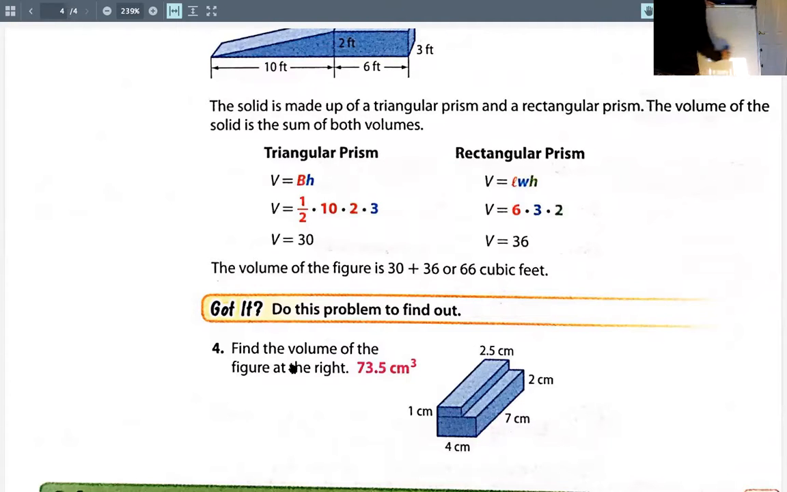You can use volume for a lot of things. Like if we put this figure into, let's just say, a ramp for a skate park or something like that. Like the total volume or the total area of the skate park, would that ramp fit into where it's supposed to be if the volume and area matched what it was supposed to.